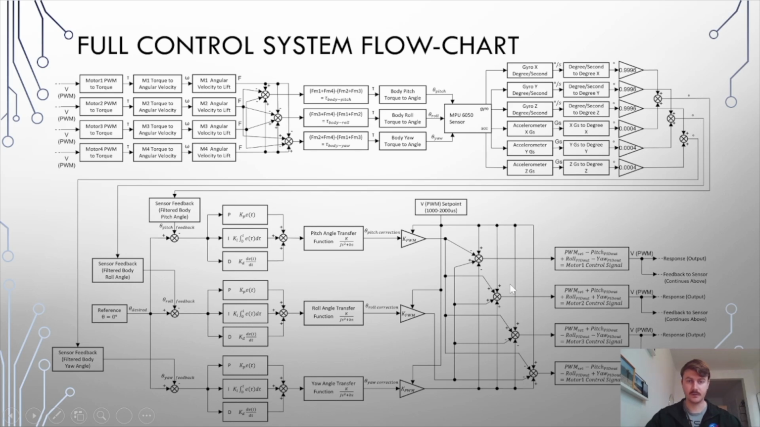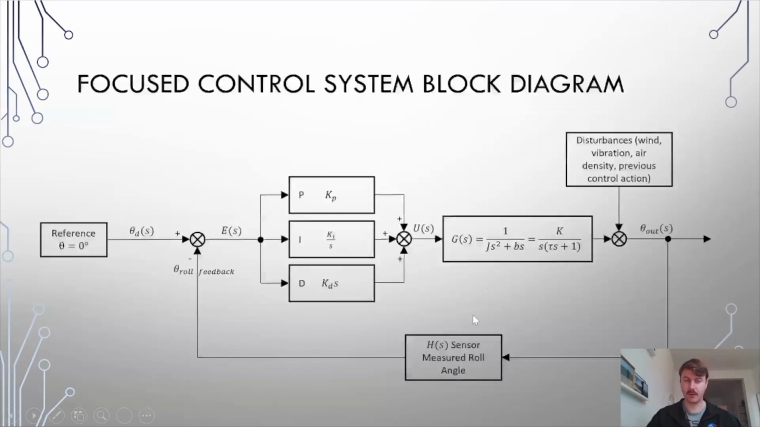So what I decided to do is instead focus on the PID control of one of the axes, the roll axis. This is the control system block diagram for that axis, skipping all of the steps going from theta measured to theta out, all the way through all of the torques and rotations and angular velocities to thrust and whatever, just focusing on the control of the position.